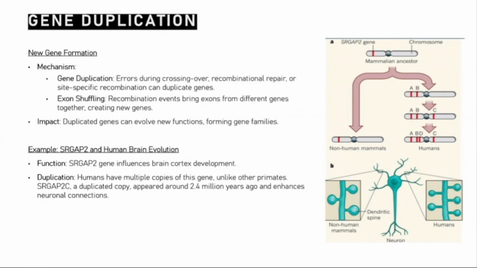Okay, so gene duplication is another thing which we have to know and discuss. Gene duplication is, of course, the duplication or the doubling up of a gene. This could happen in crossing over, in recombinational repair, or in site-specific recombination. And this basically brings exons from different genes together. Okay, now what are the exons? Do you remember? What do the exons do within the gene?